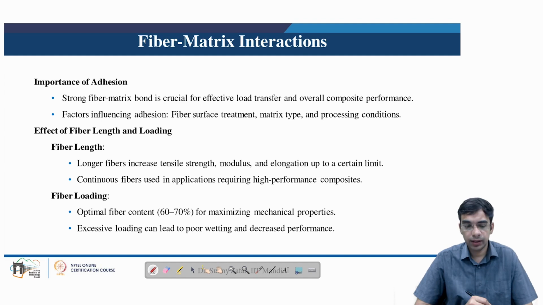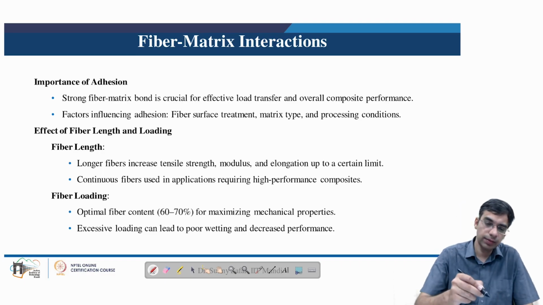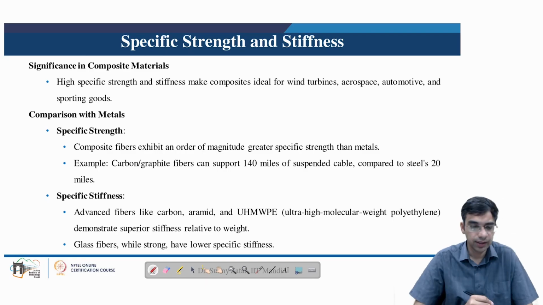Effect of fiber length and loading. Longer fibers increase the tensile strength, modulus, and elongation up to a certain limit. Continuous fibers are used in applications requiring high performance composites. For fiber loading, optimal fiber content up to 60 to 70% is essential for maximizing the mechanical properties, and excessive loading sometimes may lead to poor wetting and decreased mechanical performance of the composites.